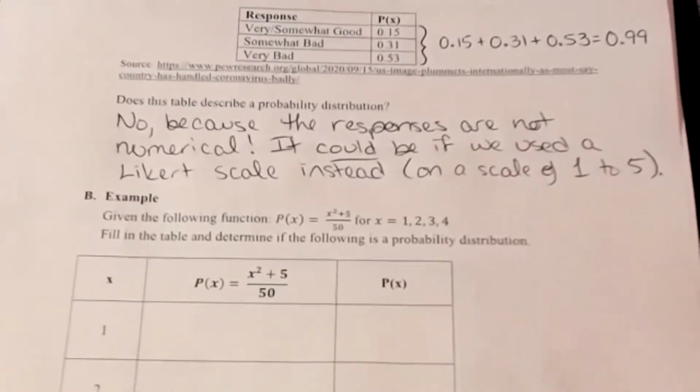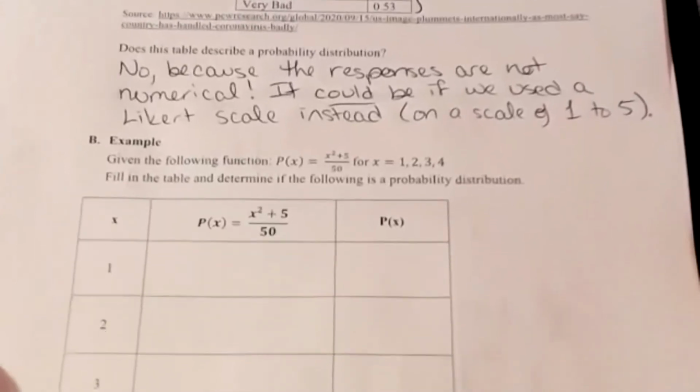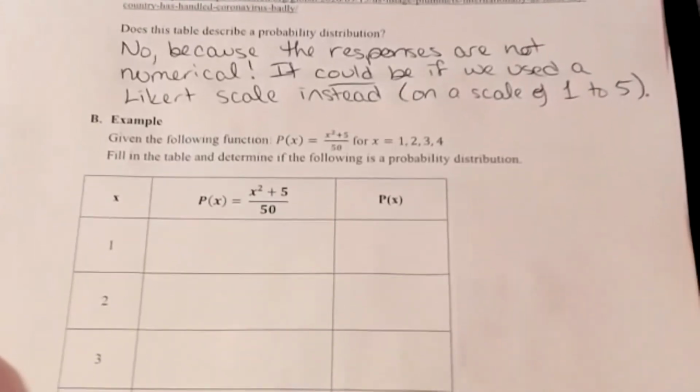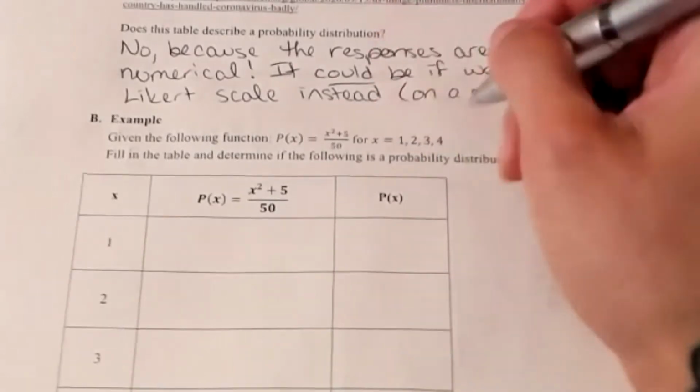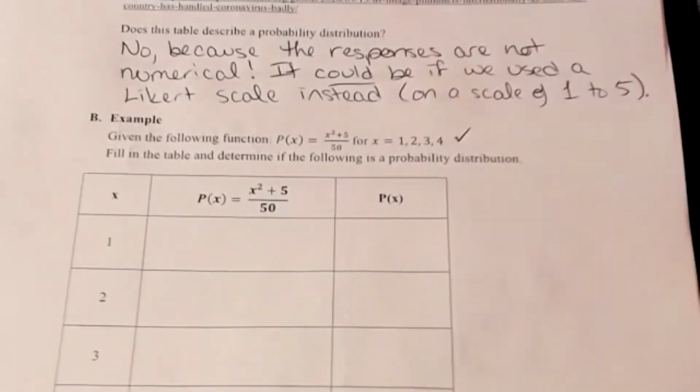Okay, let's take a look at example B. So we have a particular function, p of x is equal to x squared plus 5 all over 50. Be careful with how you input this. And we're seeing that our random variable takes on the values 1, 2, 3, 4. The random variable takes on numeric values. Awesome. I love it.